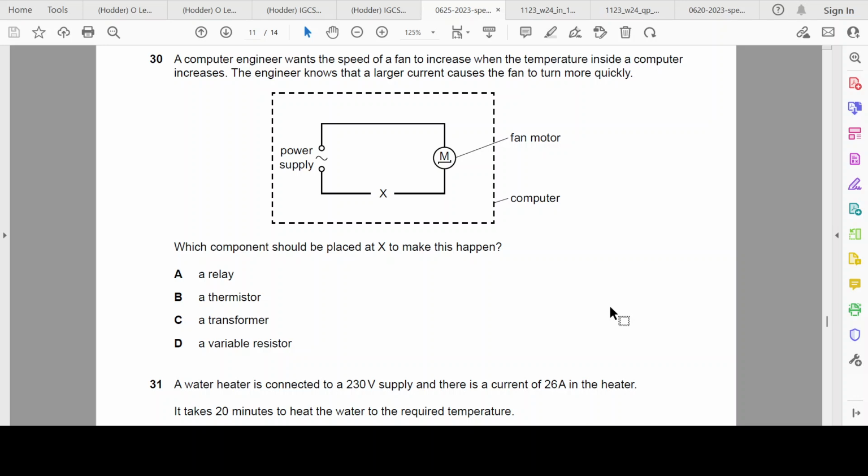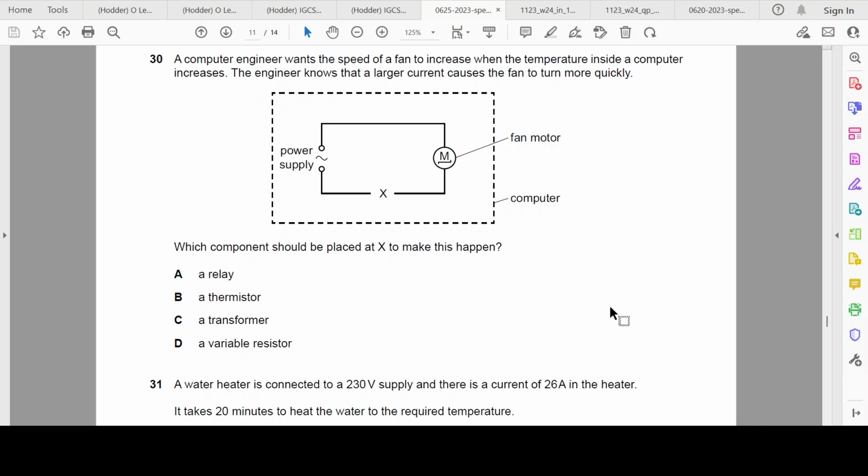B. B, Sobia? Yeah. Haram, yours was D or B? Hers is B. B for both. Yeah, I'll also go for B then. Yes, because it changes its resistance with temperature.